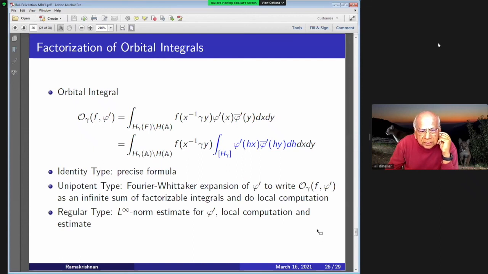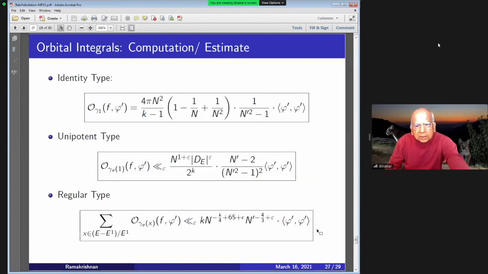The orbital integral of the identity type is very explicit. We can compute it explicitly. This will be the last slide I'll show you. The unipotent type you can also compute, but the explicit formula is very ugly, though you can bound it. So both these terms look like dominant terms. But luckily, the identity term dominates the unipotent term in the asymptotic formula, so the second one is subsumed by the first. And then the regular terms give you the error terms. That's it. So I think I'll stop.